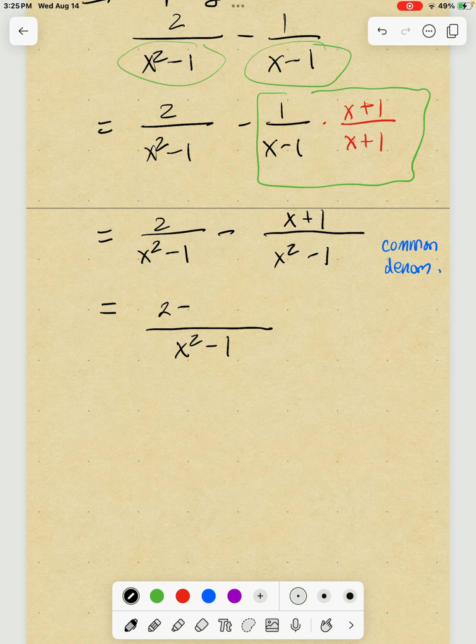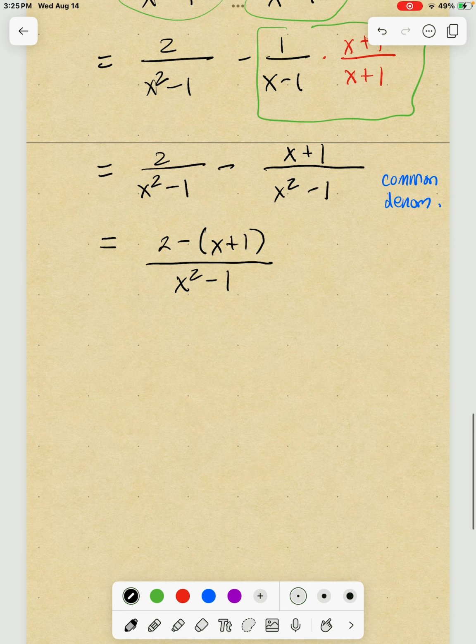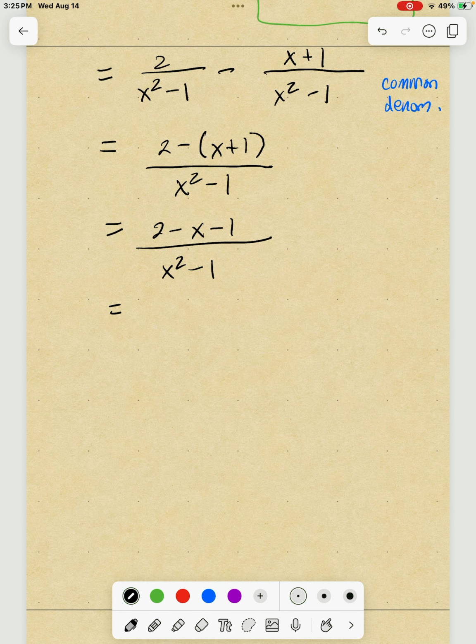And I have a 2 minus. Now, again, you need to have parentheses around the x plus 1, because you're subtracting the quantity x plus 1. And this is going to be 2 minus x minus 1 on the top over x squared minus 1. And now we're ready to just combine like terms. So I have a 2 minus 1 on the top. That is equal to 1. And so I have a 1 minus x. Let's write that as negative x plus 1 over x squared minus 1.